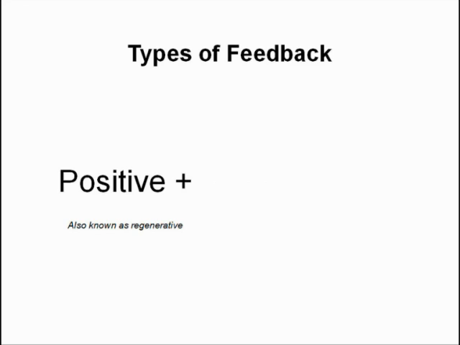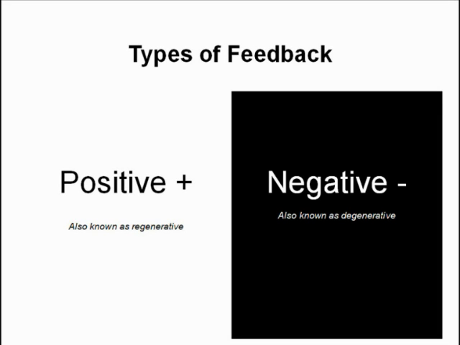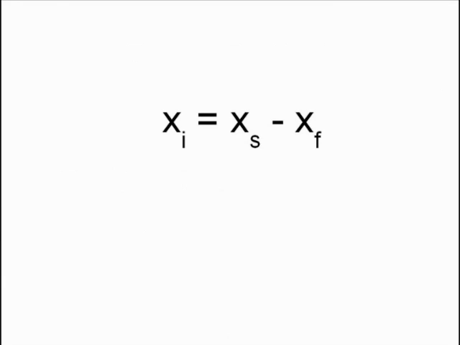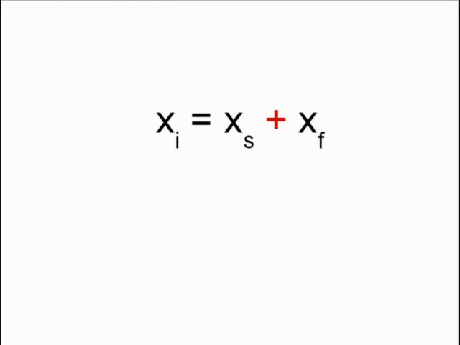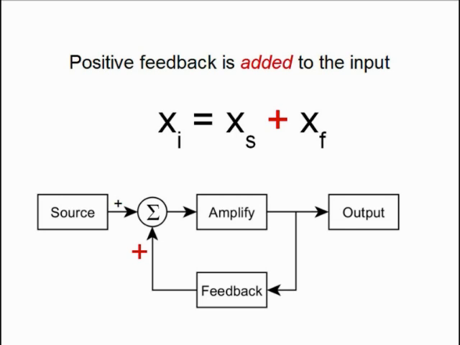There are two main types of feedback, namely positive or regenerative, and negative or degenerative. Negative feedback is when the feedback is subtracted from the input, such that XI is equal to XS minus XF. On the other hand, we have positive feedback, where the output is added to the input, such that XI is equal to XS plus XF.